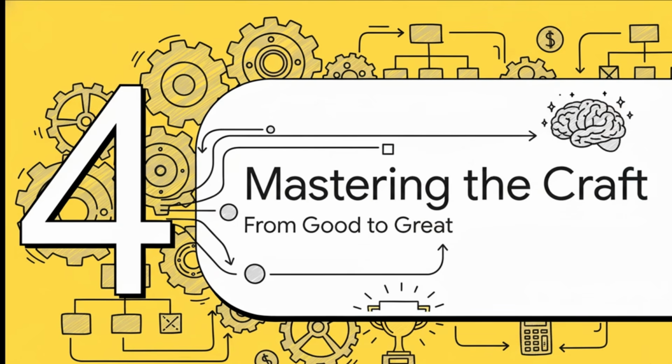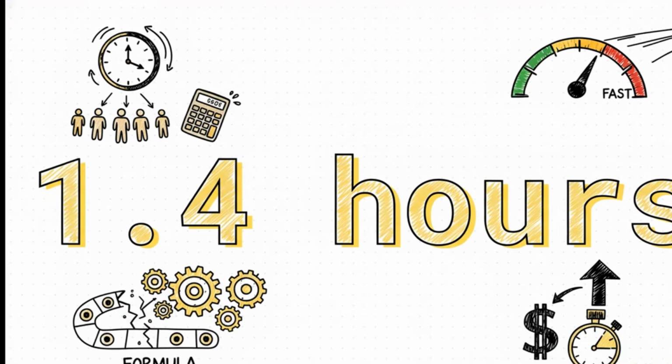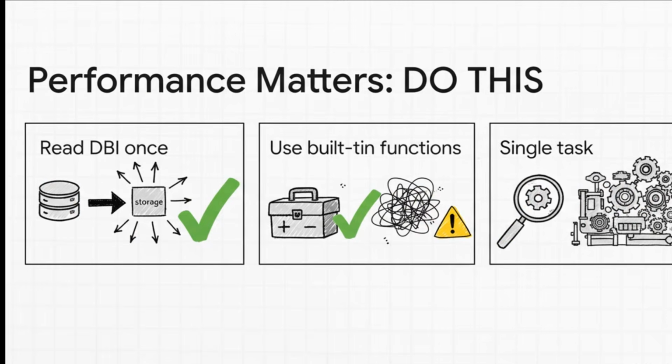Let's shift gears from the theory to the professional standards that separate a formula that just works from one that's truly great. Let's start with a number that should really grab your attention. 1.4 hours. What is that? Well, according to the research, that's how much extra time a single inefficient formula can tack on to a payroll run for just 10,000 employees. One formula. All of a sudden, performance isn't just a nice-to-have, is it? It's absolutely mandatory. So, how do you make sure your formulas are fast? It's all about following a few simple non-negotiable rules.